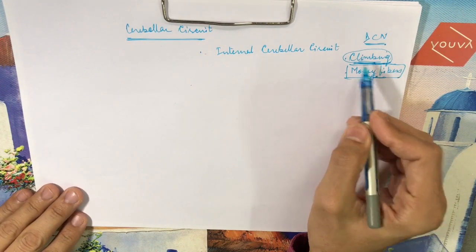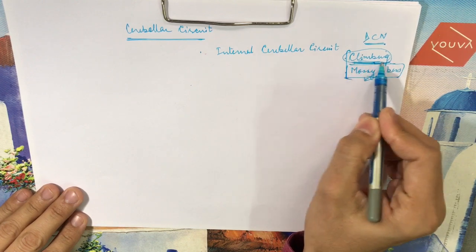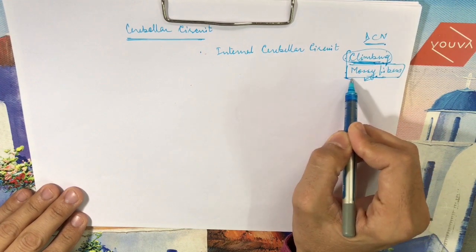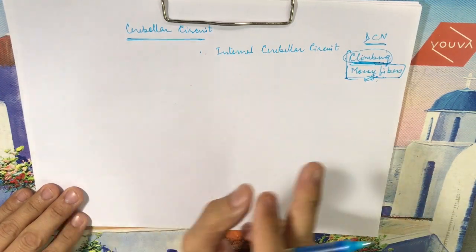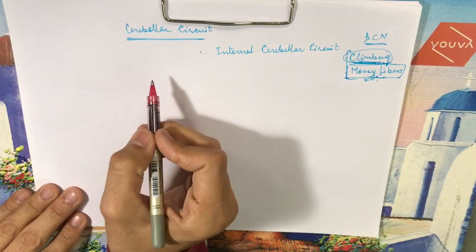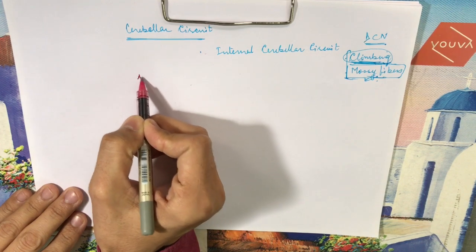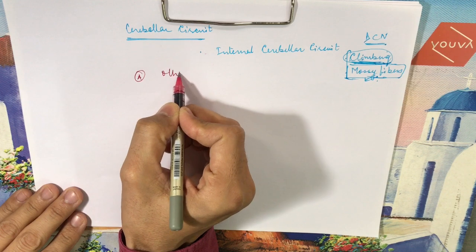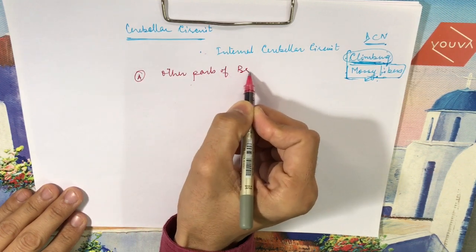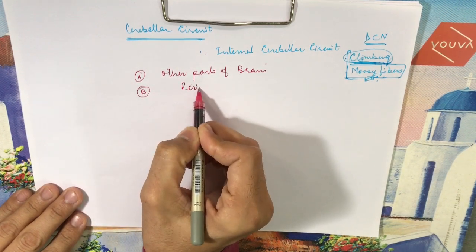So, we will continue with knowing what these pathways are. Like the climbing fiber is connected with the olivocerebellar, then what are the other afferent pathways? They can be studied by saying, A, the afferent pathway from the other parts of the brain, and B, we will discuss those coming from the periphery.